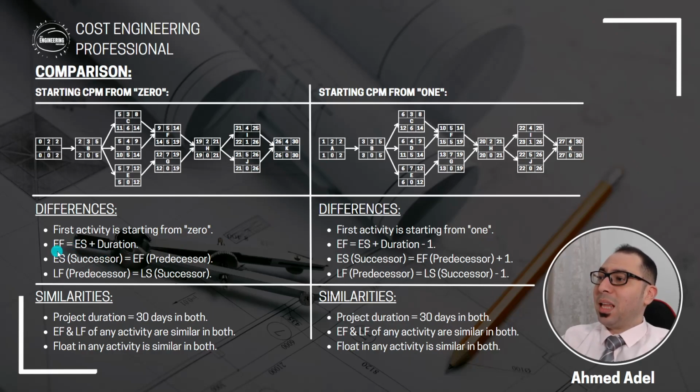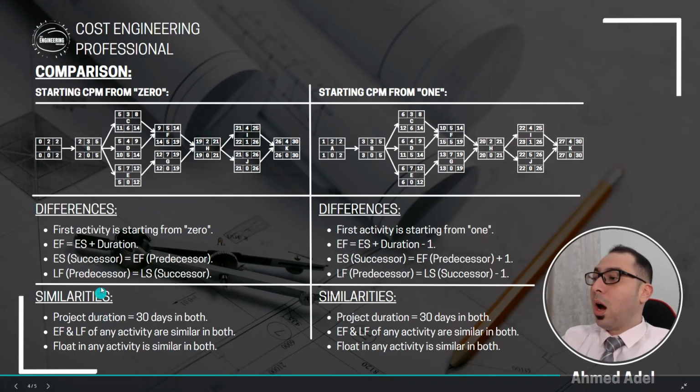Second difference is that the early finish here, the early finish of any activity will equal to the early start plus duration. So let's take any activity, H for example. So the early finish, the 21, is equal to the early start plus the duration. 19 plus 2, that's 21.